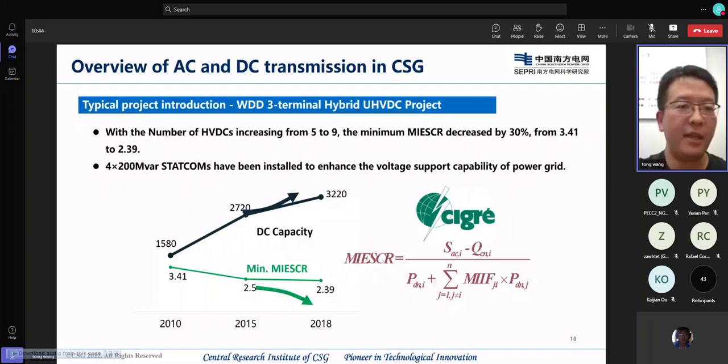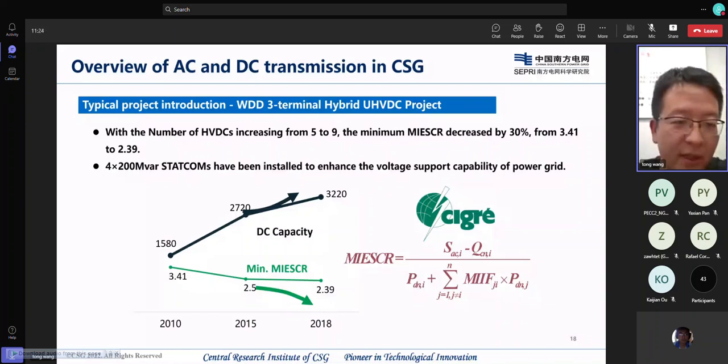And with the number of HVDC increasing from 5 to 9, we check the MIESCR. It shows that it will decrease about 30%, from 3.41 to 2.39. So during that time, CSG, China Southern Power Grid, already recognized this problem. So we have installed 4 units of the 200 STATCOM to enhance our voltage support capability.